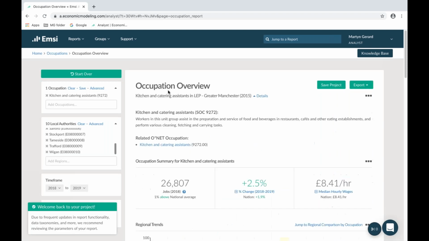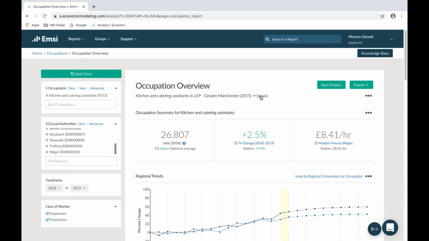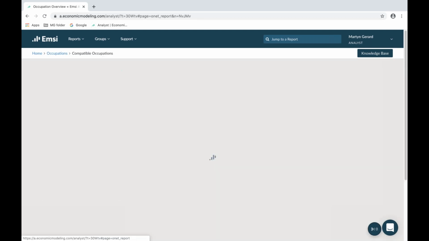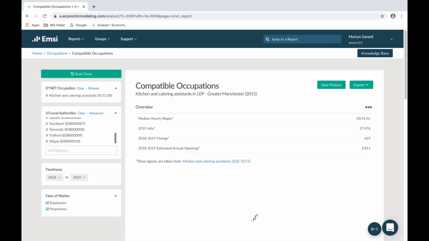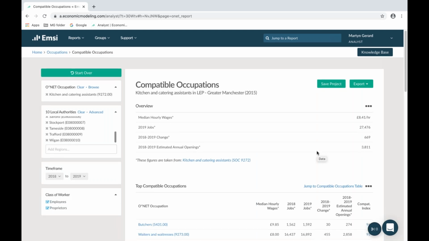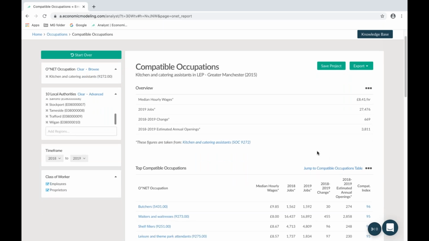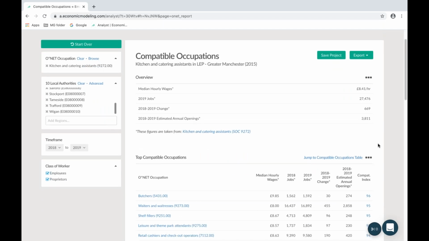So if you expand the detail of the occupation overview, this little tab here which toggles like so, you can see a bit more detail about the actual occupation in terms of the descriptors, but also the related O*NET occupations here in terms of the knowledge and skills, which you can use for compatible occupation analysis. So if I click on that. O*NET is essentially an American skills taxonomy, a way of looking at the skills required for each occupation. We use this when we have done our analysis on automation.